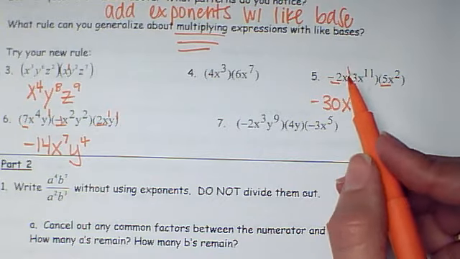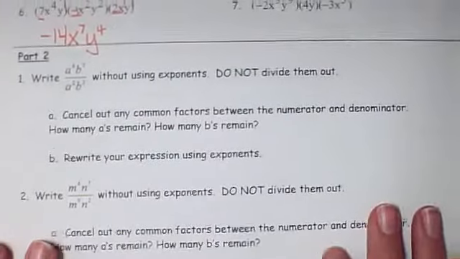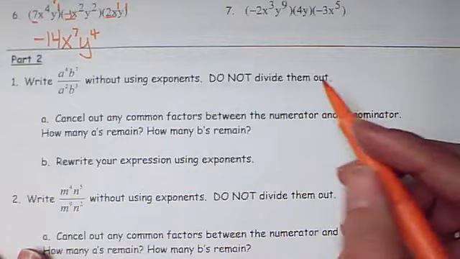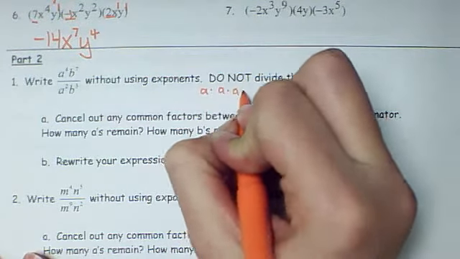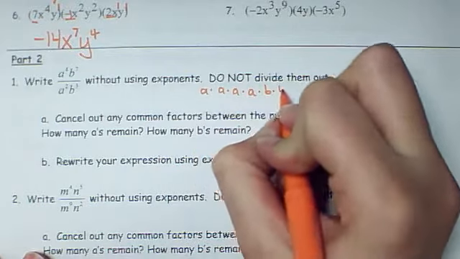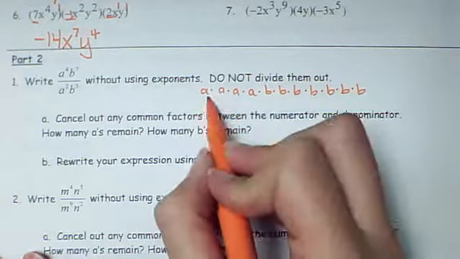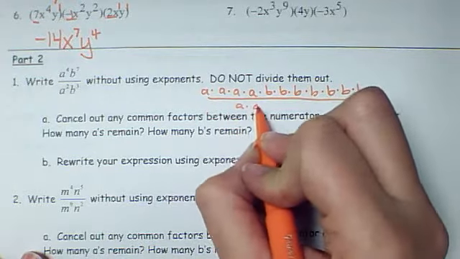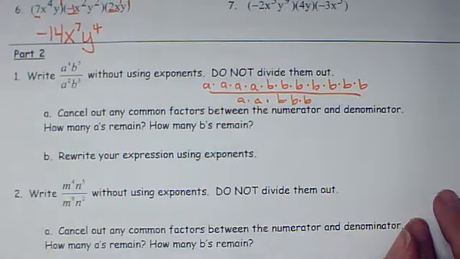It's easy to forget those, so watch out for that. Part 2 was talking about division. The first step was to write out a to the 4th, b to the 7th over a squared b cubed. So I did a times a times a times a times b times b times b times b times b times b times b over a times a times b times b times b. So I wrote out a to the 4th, b to the 7th over a squared b cubed.